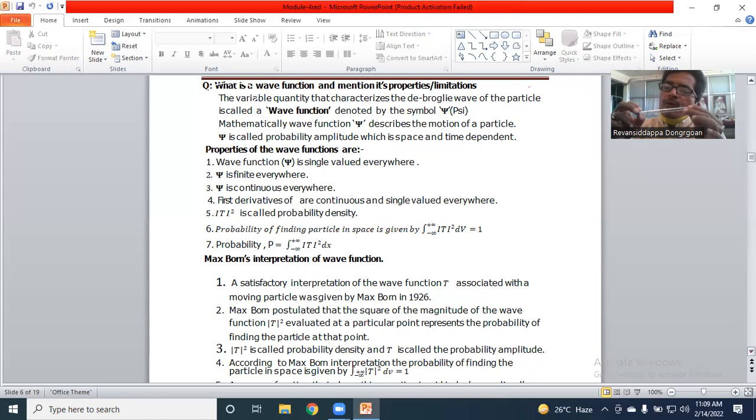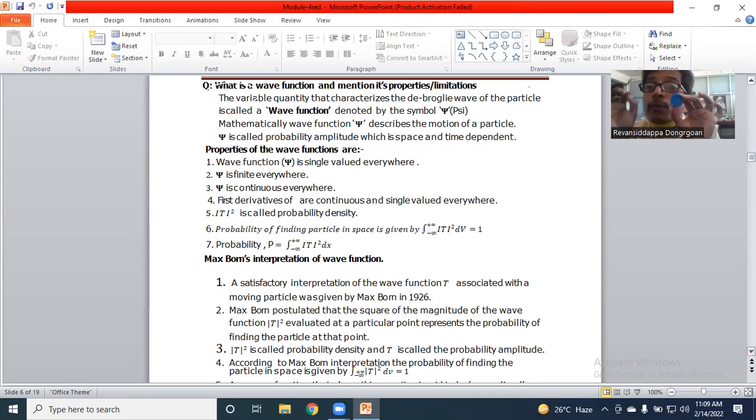The wave function is single valued, wherever you are defining, that value will be single only. For example, it is a three-dimensional space. Wherever you find here, the x-axis, y-axis, z-axis, once the value is defined it is a single value, wherever we define it. That is the first property. Second, it is finite.